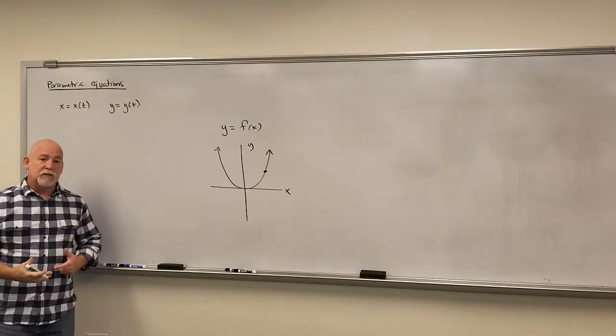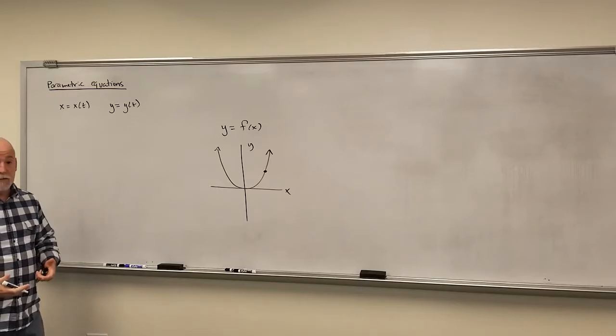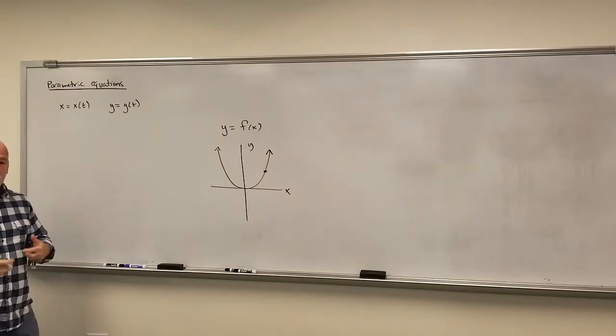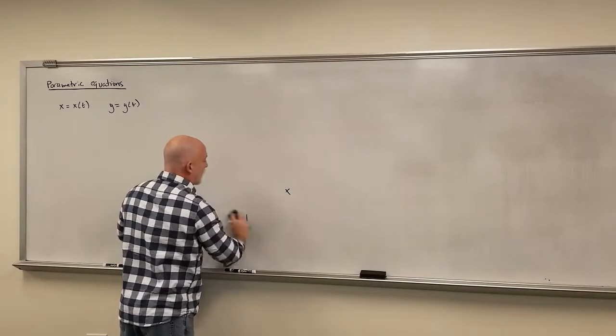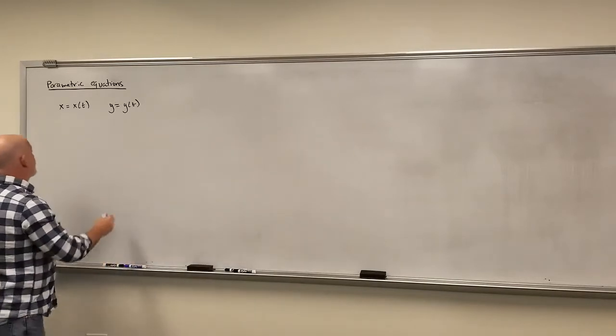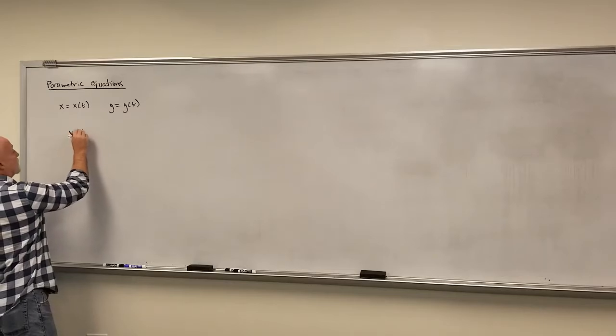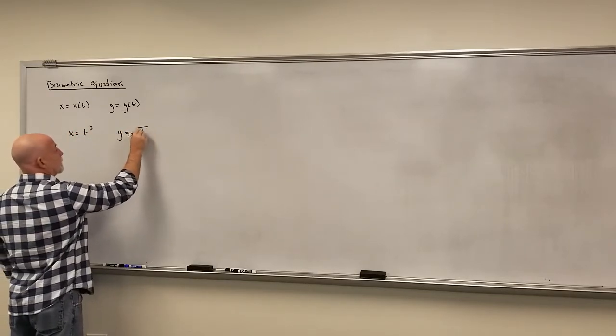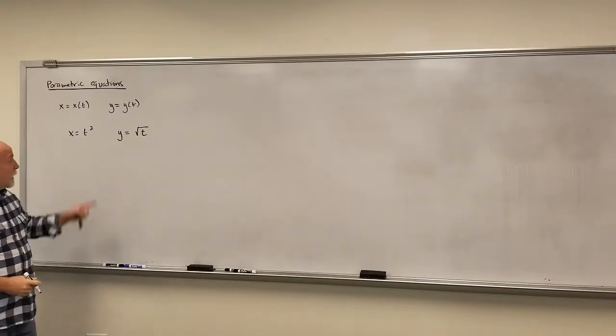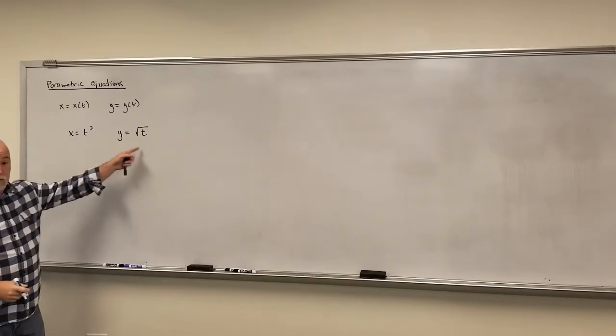Now t doesn't have to stand for time, and it doesn't have to be the letter t. That's just what we normally use and the easiest way to think about what's happening here. So if we take a look at an example, we might have x equals t squared, y equals the square root of t. So now both x and y are functions of t.